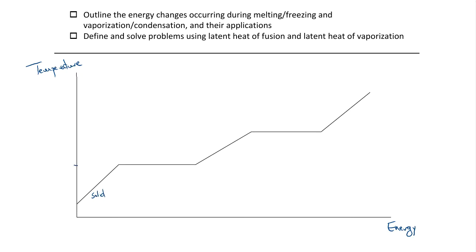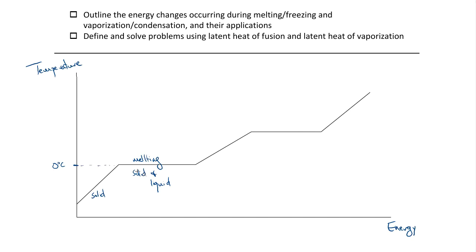At a certain point, though, when we continue to increase the energy or add energy, we don't see any more increase in temperature. What's happening here is that the solid is melting, and so we have a mixture of both solid and liquid together. So let's say that we're dealing with water. We started with ice. This would be at 0 degrees Celsius here.